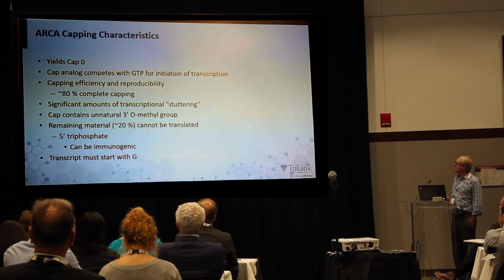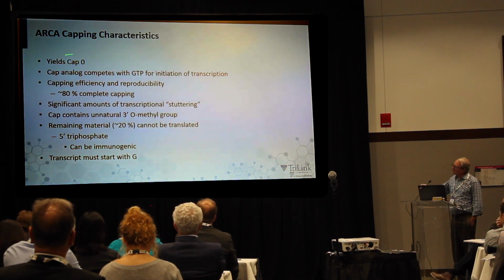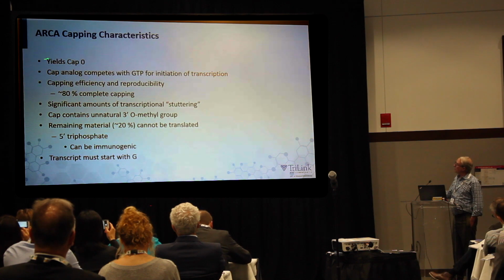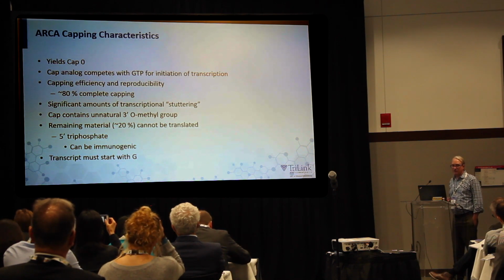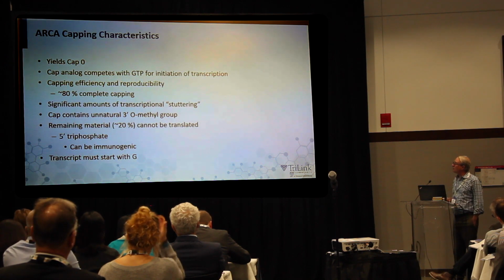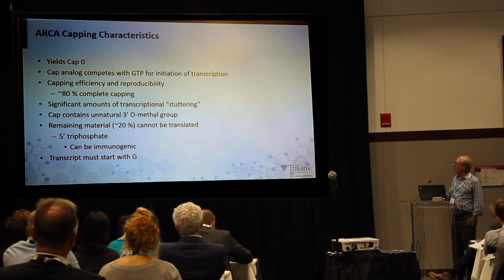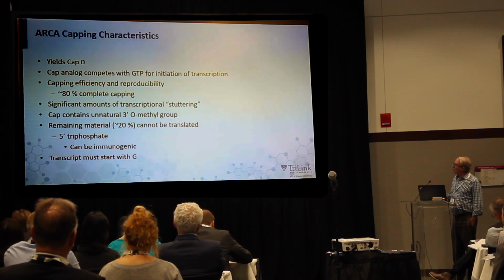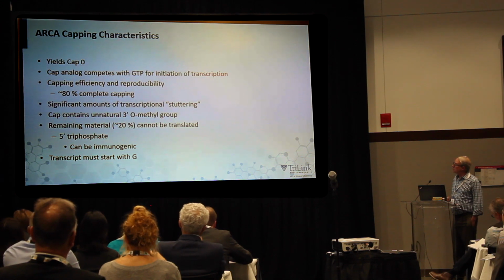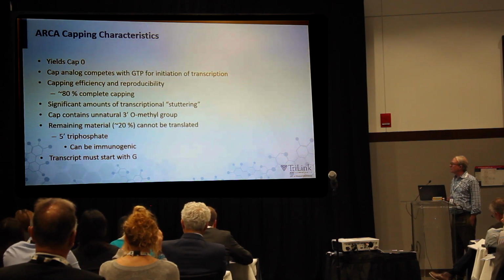So what are the characteristics of ARCA? Well, it yields cap 0, and I told you earlier that we think that that might not be such a good thing. You have a competition between GTP and the cap analog, and so you have to use large excesses of the cap analog. It gives you fairly reproducible capping, so that's good. So in general, you can get about 80% capping. However, there's significant amounts of transcriptional stuttering, which I'll show you in just a second.